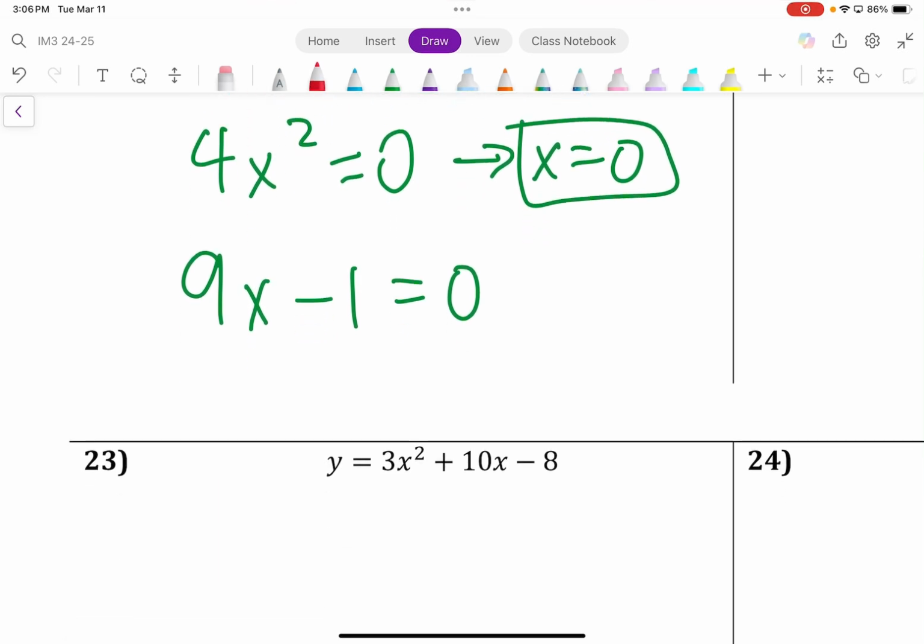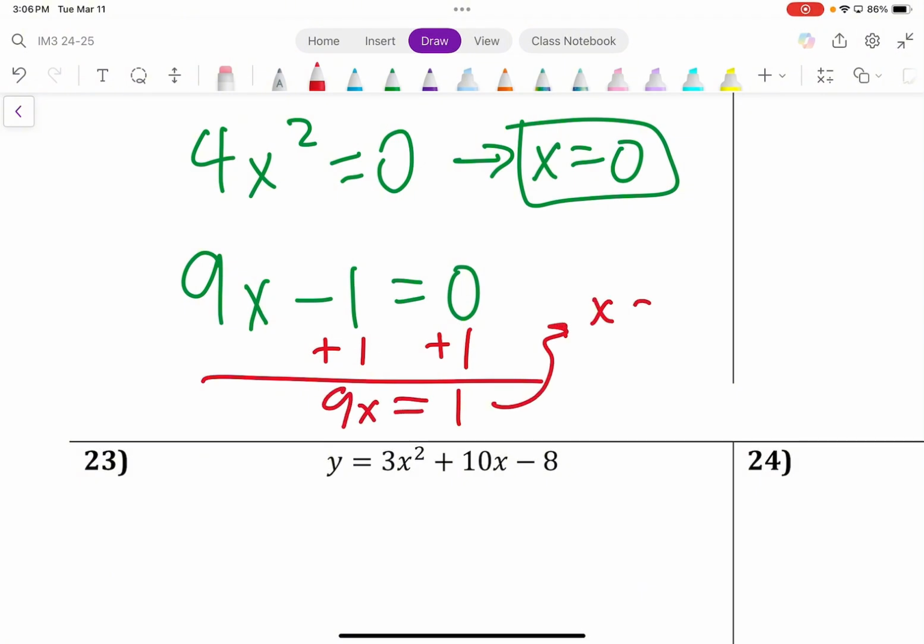To solve this one, we would need to add 1 and divide by 9. So you have two solutions. You have x equals 0 and x equals 1 over 9.